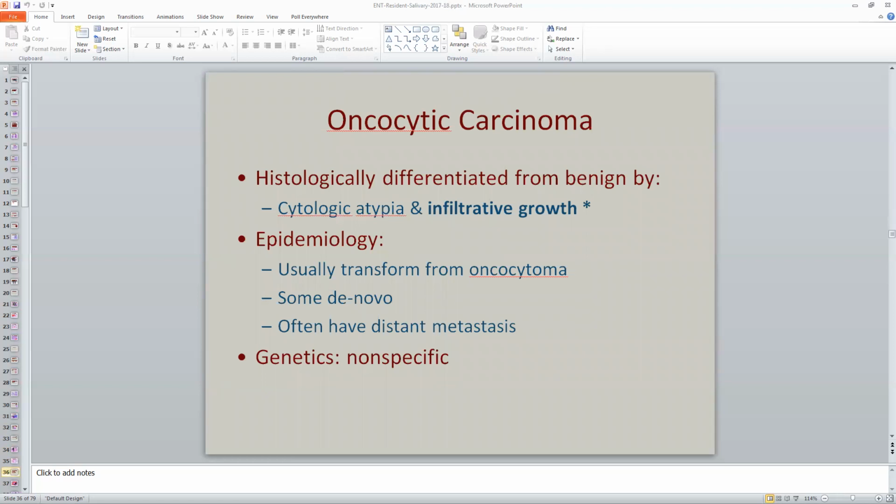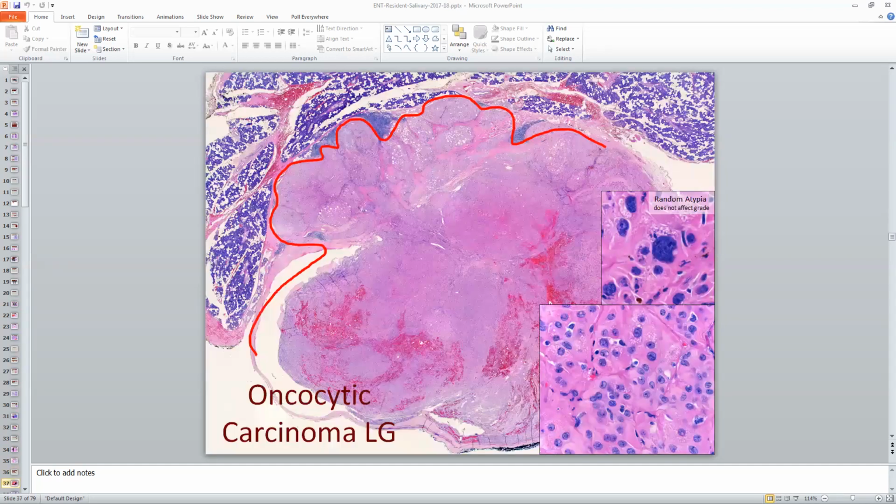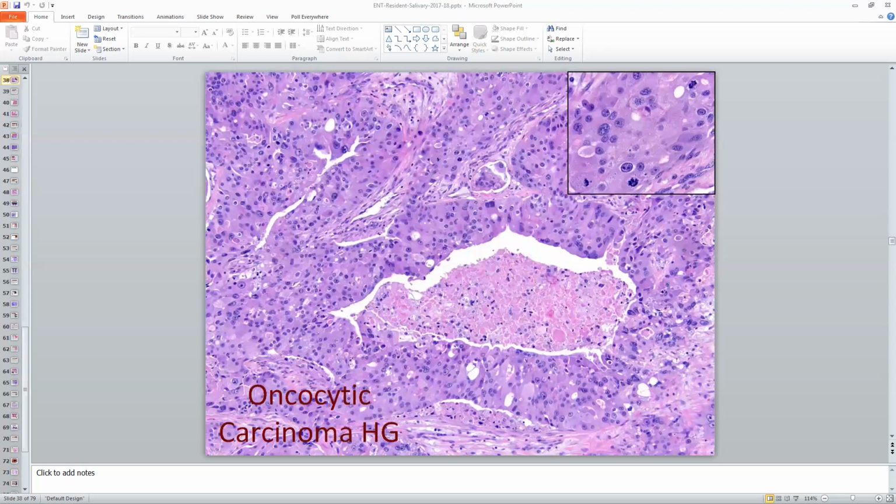But just like with most of these, you can get a so-called oncocytic carcinoma that is defined essentially by an infiltrative growth pattern. So you can see here, one edge is circumscribed and the other has these tongues of invasion. Oncocytic carcinoma, as with any salivary carcinoma, can be either histologically low or histologically high grade with necrosis, mitosis, et cetera. There is potentially some controversy as to whether oncocytic carcinomas by themselves exist or whether they are just variants of salivary duct carcinoma.